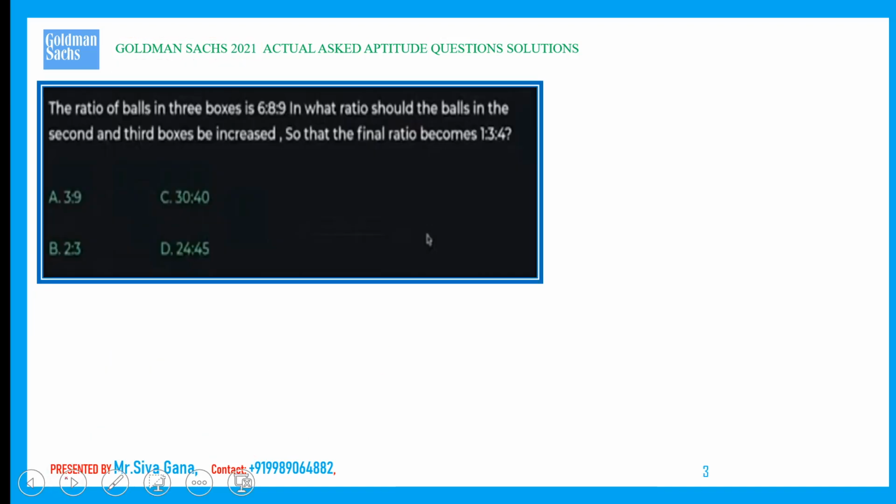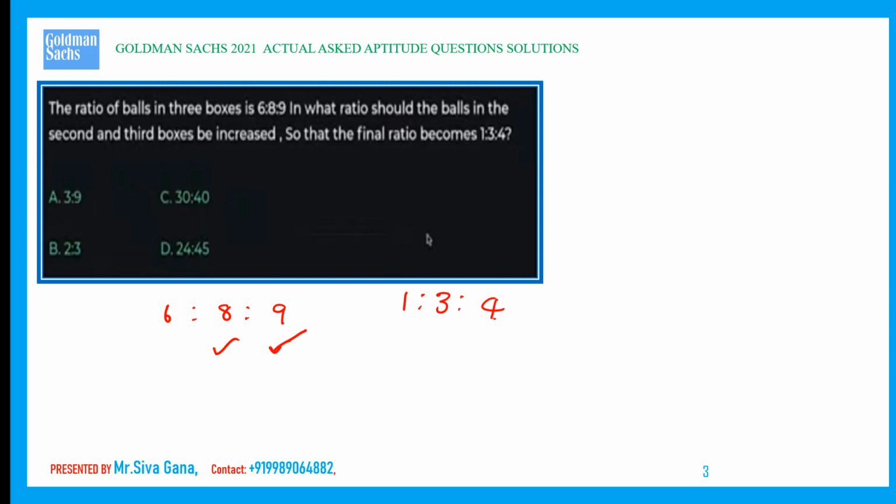The ratio of the balls in the three boxes is 6 is to 8 is to 9. In what ratio should the balls in the second and third boxes be increased so that the final ratio becomes 1 is to 3 is to 4? Which means the number of balls in the first box is constant.